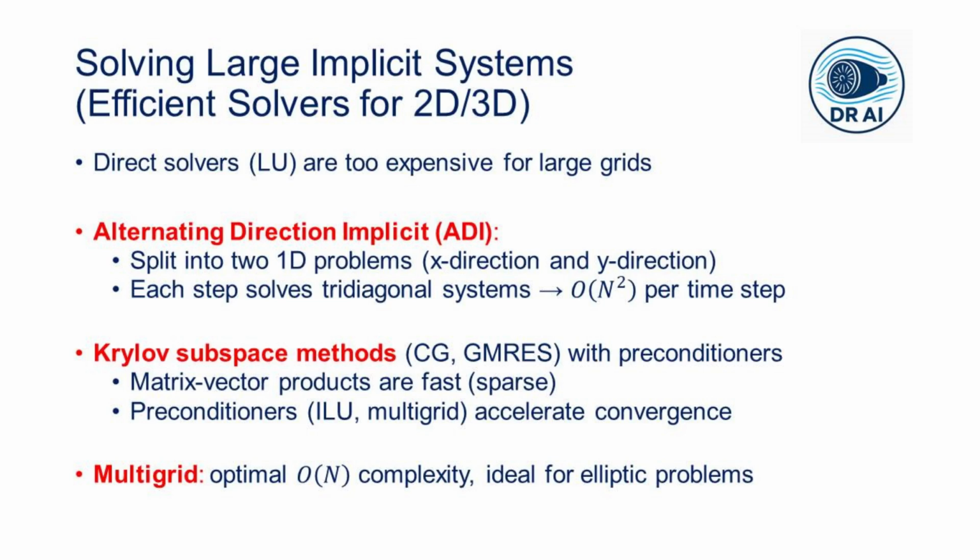Common choices include incomplete LU factorization, which is ILU, or multigrid methods. Now, multigrid is particularly powerful for elliptic problems like the ones arising from implicit diffusion. It exploits the fact that low frequency errors can be efficiently smoothed on the coarse grids, leading to convergence rates independent of the grid size.